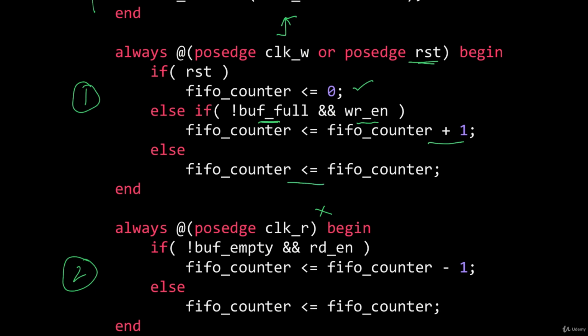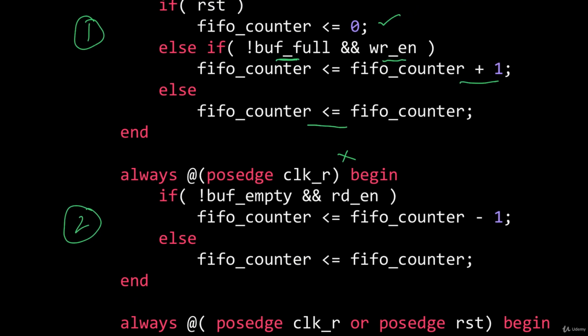In the second always block, we come in because of the read clock, and we check if read enable is 1, and if you are able to read, that means your buffer is not empty, then we decrement the FIFO counter. Else we keep the FIFO counter as it is.